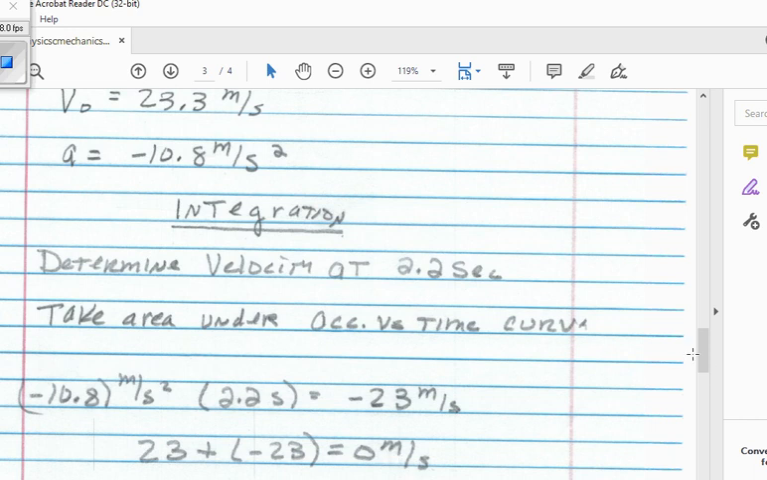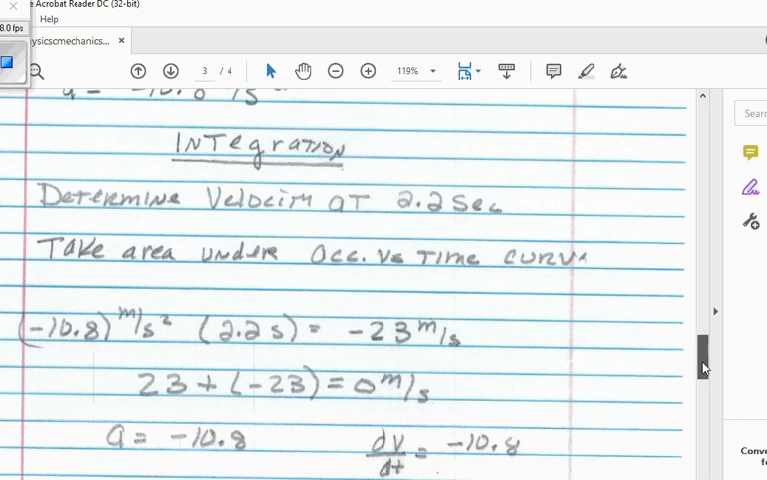Okay, now what about doing it by integration, algebraically, I suppose you wish to call it that. Well, acceleration is negative 10.8 meters per second squared. Now, acceleration, A, that letter is not integratable. So we need to write that as a differential expression. So what is acceleration in differential expression? That's dv over dt. Of course, that equals negative 10.8.